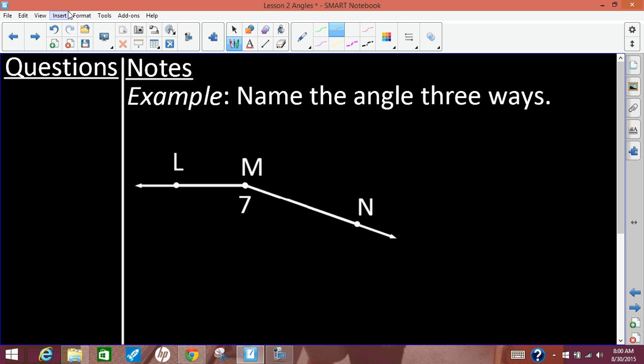Just go ahead and pause here. I mean it, pause. Copy this angle to the best you can and name it in 3 different ways.